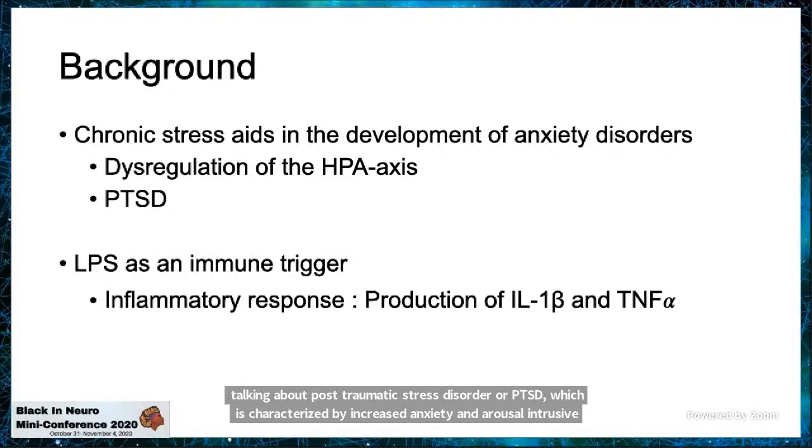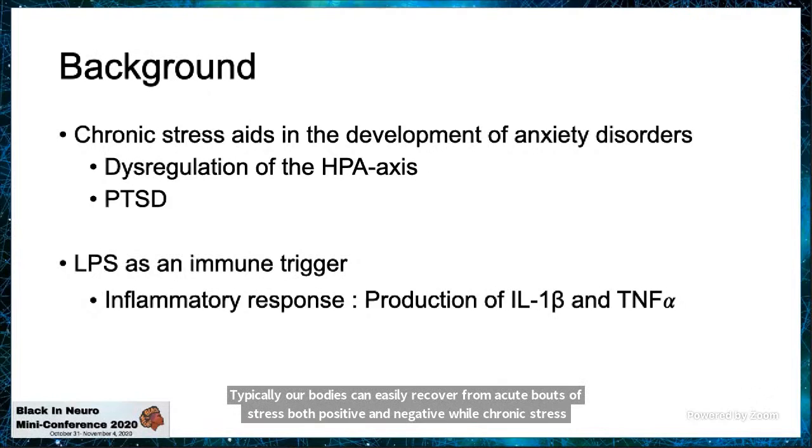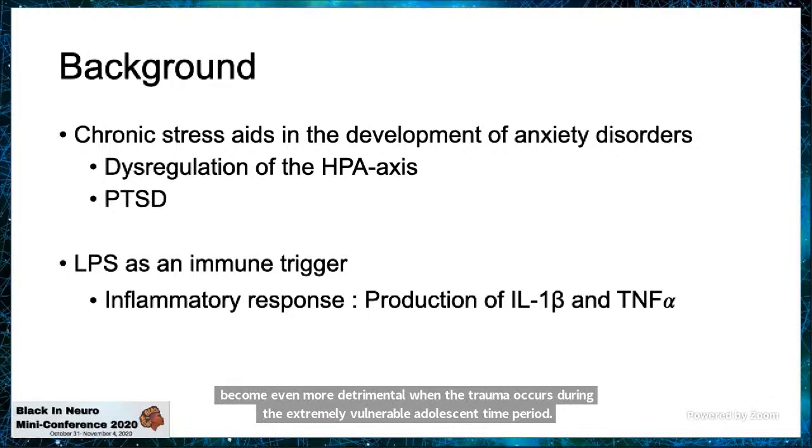Development of these anxiety disorders increases with trauma load across one's lifetime. However, these alterations become even more detrimental when the trauma occurs during the extremely vulnerable adolescent time period. Not only does this chronic stress lead to irreparable damage within the brain's neurocircuitry, it also causes changes in the body's inflammatory response to an immune challenge. In this case, the immune challenge presented was an acute dose of LPS, or lipopolysaccharide, an endotoxin found in the membrane of gram-negative bacteria.